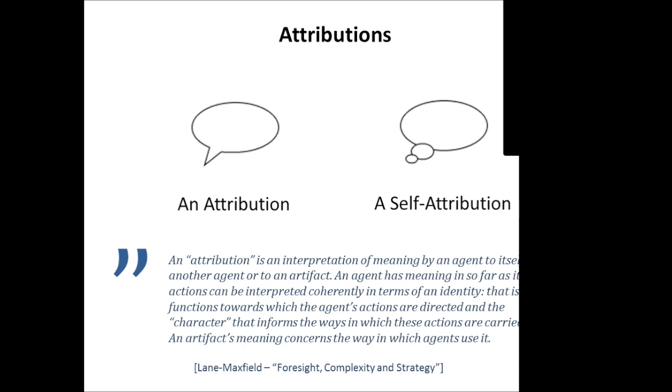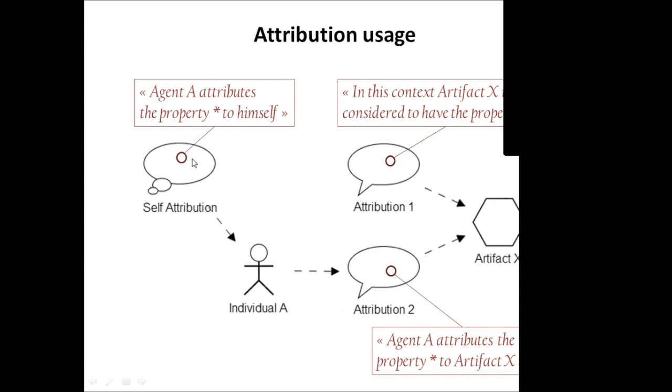So we have the second order of symbols that are attributions and self-attributions. Because in the theory of Lane and Maxwell about the agent artifact space, it's very important which kind of attribution an agent gives to an artifact or other agents, or what kind of self-attribution an agent gives to itself, to him or herself. So here we have an example of diagram with the attribution.